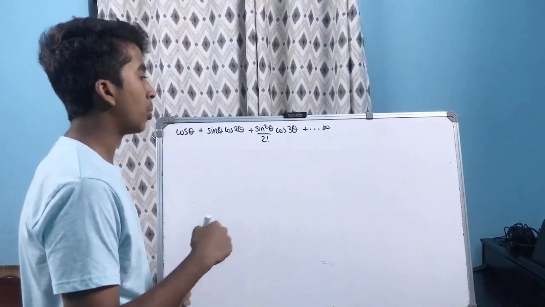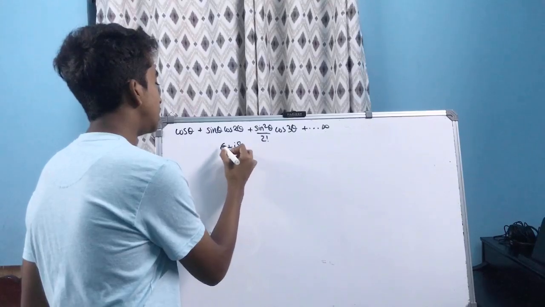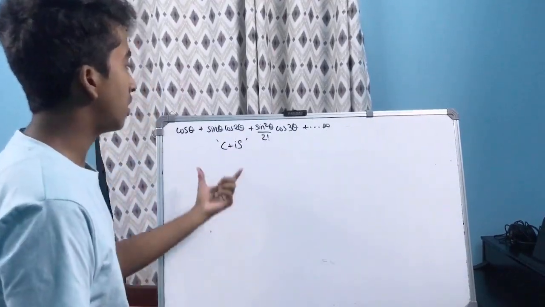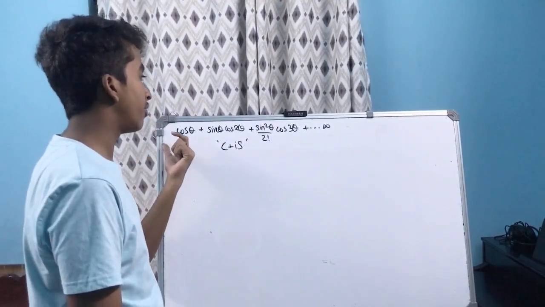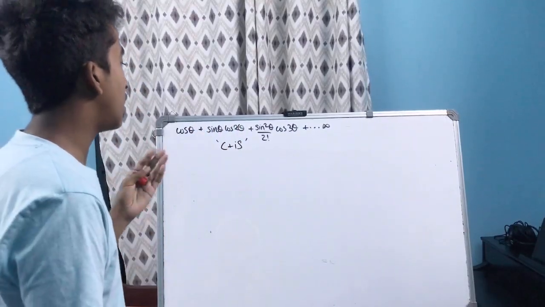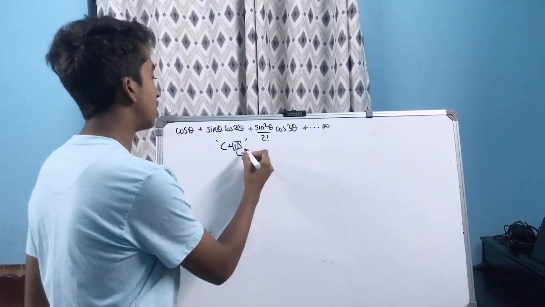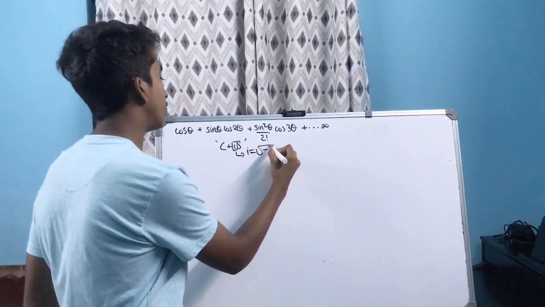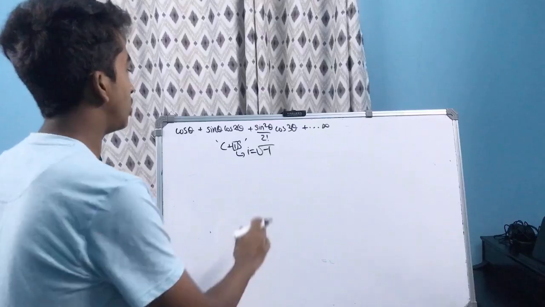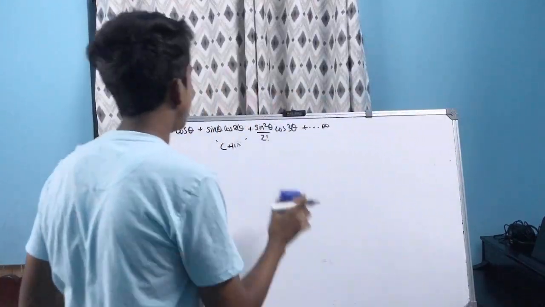In this type of problem, we use a method called the C plus iS method. It's a very specific format in which cos and sin terms are repeated, and in this we utilize imaginary numbers. Here i is the square root of -1, and you'll see why this is called so in a minute.